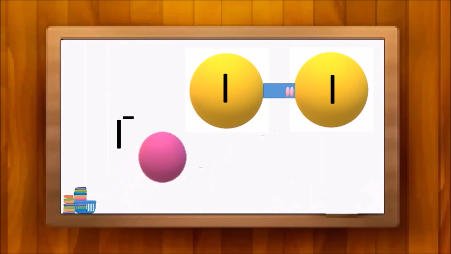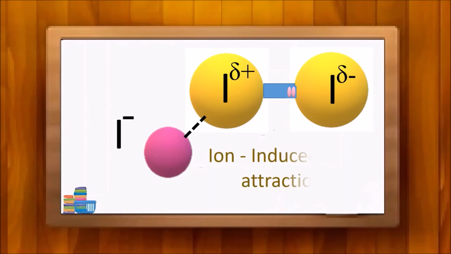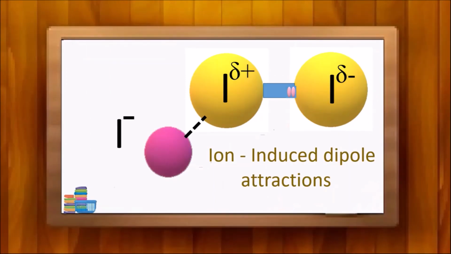When these substances get close, the negative ion repels the electron cloud of the molecule. So the electrons get closer to one covalently bonded atom rather than the other. This creates a dipole and makes the molecule polarized. Then the positive partial charge of the dipole gets attracted to this anion, and this is called an ion-induced dipole attraction.